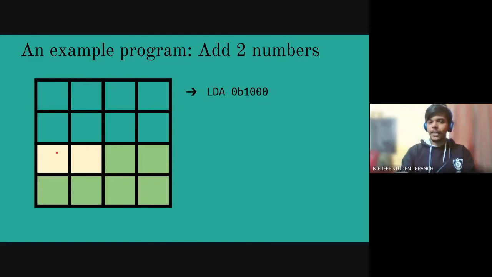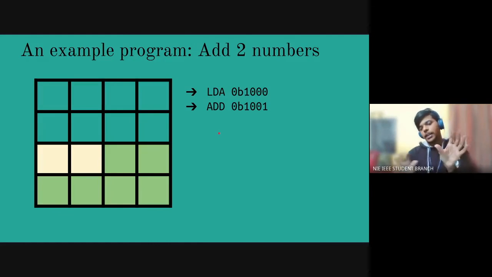So after that, we need to add. The next instruction is going to be add, and then the address of this, which is 9, which is 1001 right there. What this does is take the data, whatever number is there in the B register, add it to the accumulator, and then replace the accumulator data with the sum.